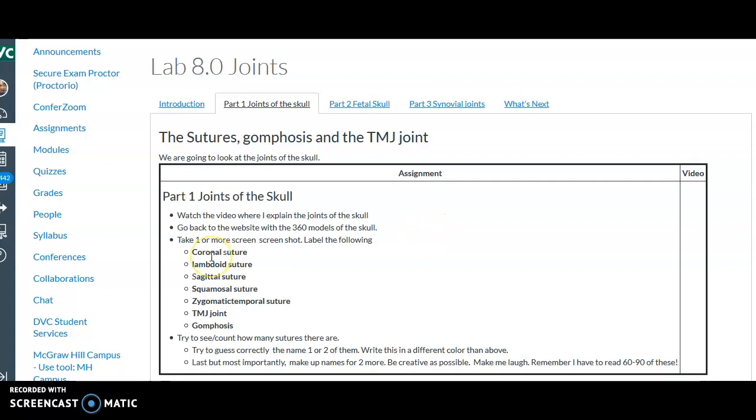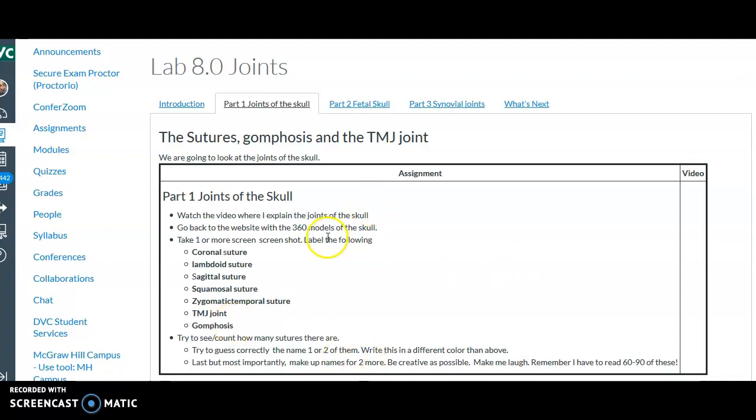This video is to go over part 1 of the joint lab where we are looking at the joints of the skull. Normally we only look at sutures, but I also want to go over the gomphoses, which are between teeth and the jawbones, and the temporomandibular joint.